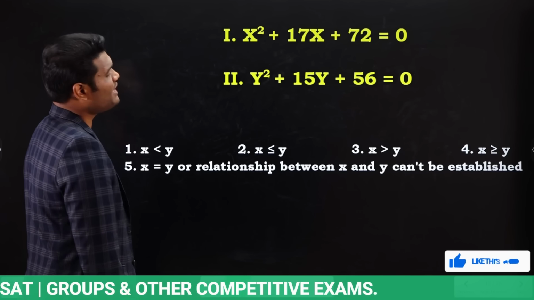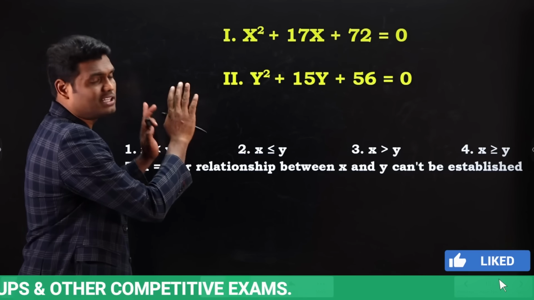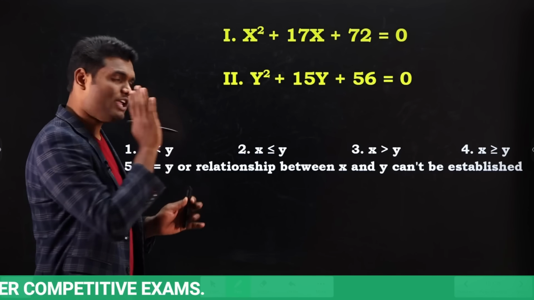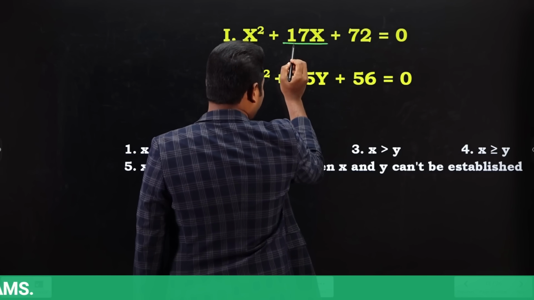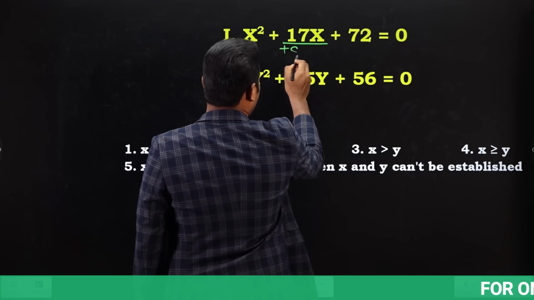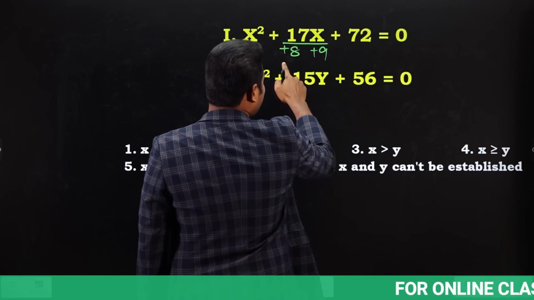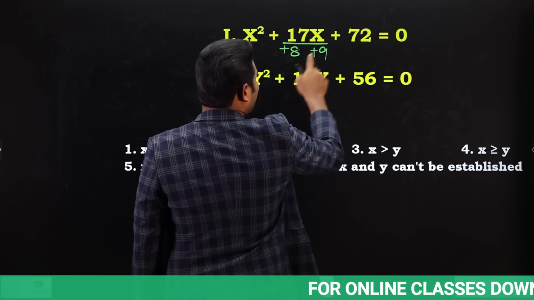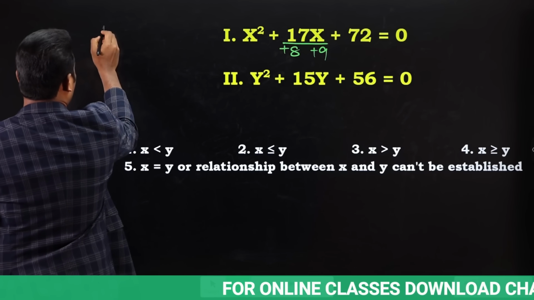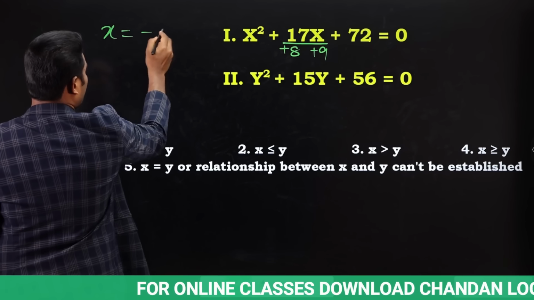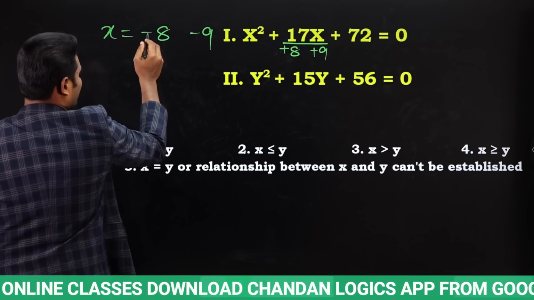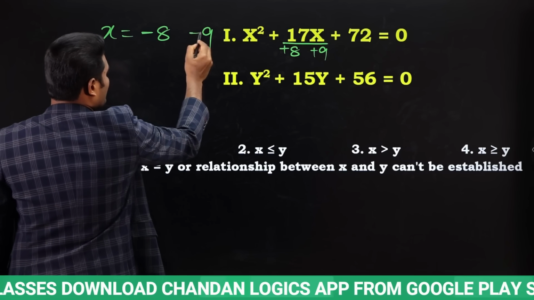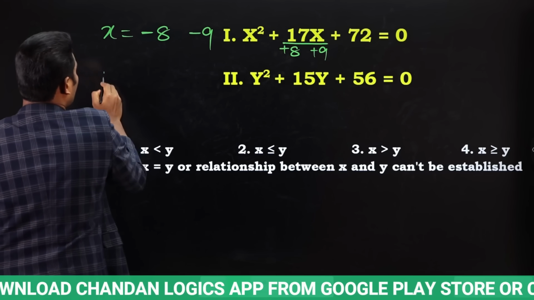Y square plus 15y plus 56 equal to 0. For this you have to solve. There is no other way, you have to solve. You can write 17x as plus 8 plus 9. Plus 8 plus 9 is plus 17, 8 9 times 72, which means roots. What will be roots? Roots will be minus 8 minus 9. Why? Exact opposite signs. That's it, nothing more than that. So here we have positive sign, roots will be negative sign.